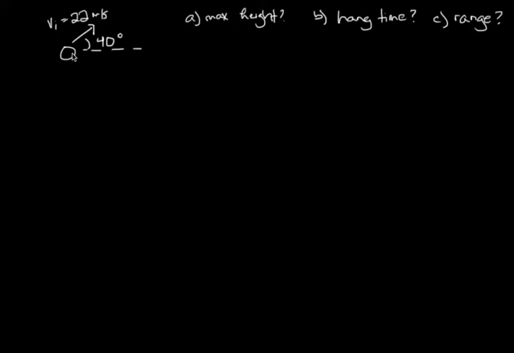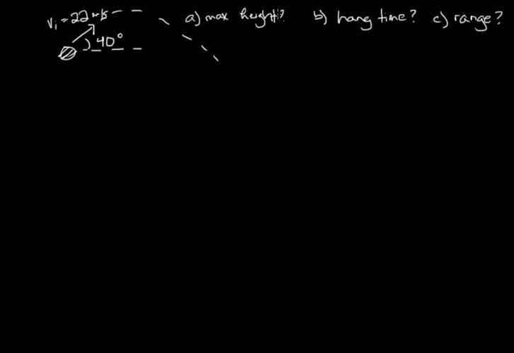In this problem, we have a ball that we're going to shoot up at a 40-degree angle and give it an initial velocity of 22 meters per second. And we need to figure out what is the maximum height, the hang time, and the range of this ball right here. So, like I said, we're going to give it this initial velocity at a 40-degree angle. So essentially the ball is going to go up like this, and then it's going to fall down.